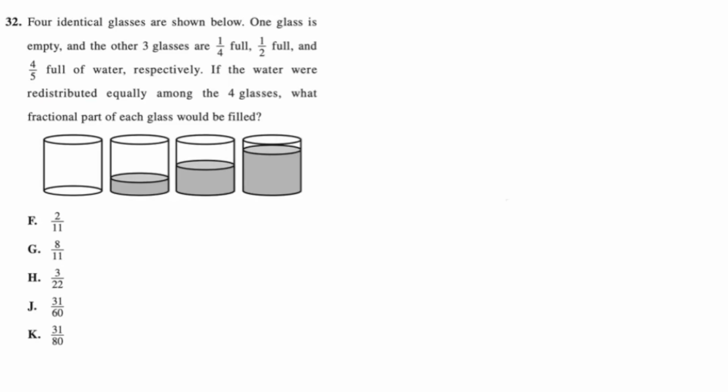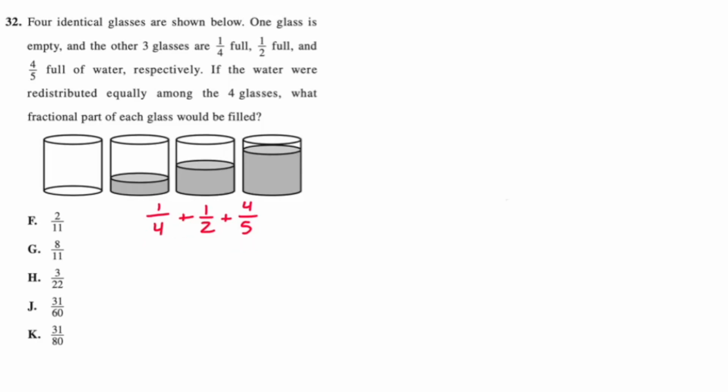So first let's figure out how much water we have. We're going to add these 3 fractions together, 1/4, 1/2, and 4/5. Now, if you know how to handle fractions on your calculator, you might be able to just type this in exactly, and it will tell you the answer as a fraction. We're going to do this by hand.